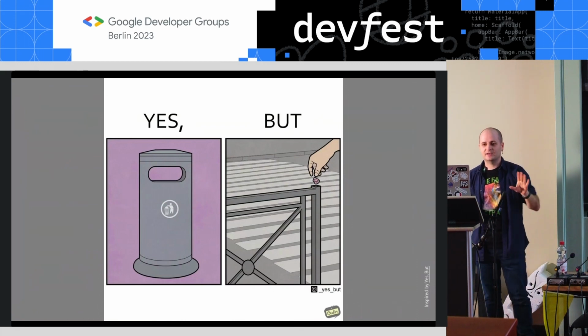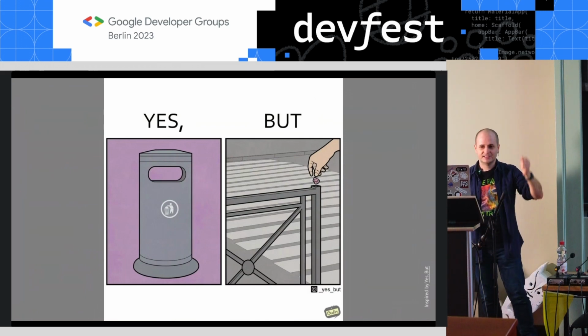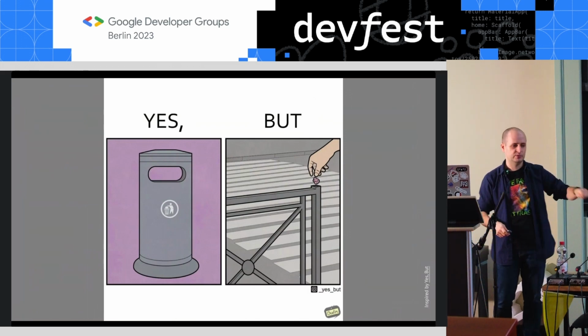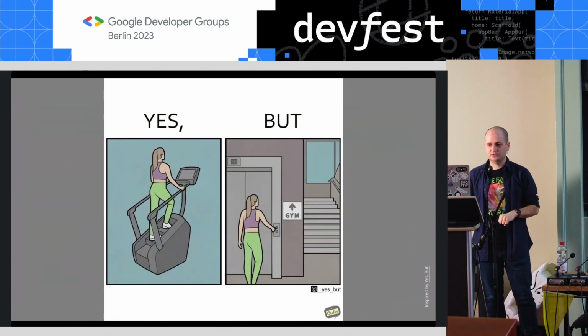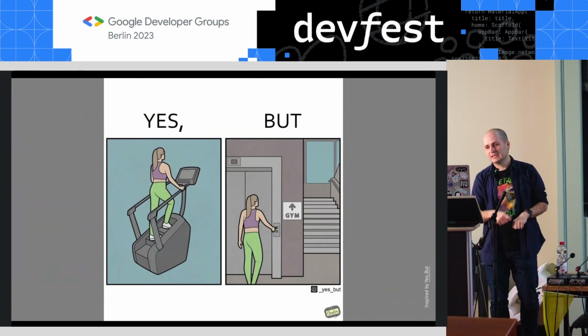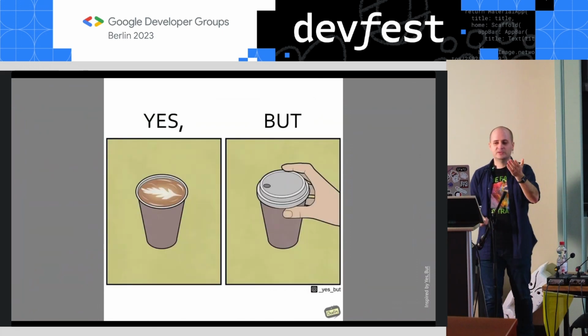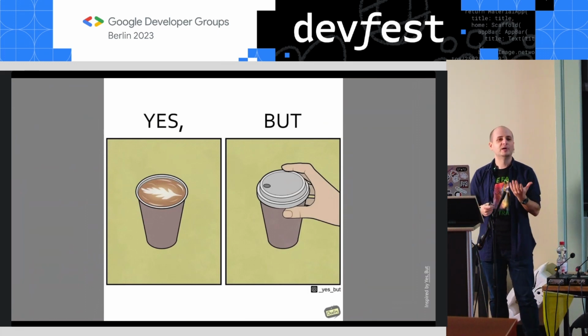So basically, it's like something very good, but then reality. Yes, there's a trash can, but we always put our chewing gum in weird places. Yes, we go to the gym, but we go to the gym by elevator because it's hard, you know. The same for coffee. It's a beautiful picture out there, and we put a plastic lid on top. So it's always like disappointment in the end.